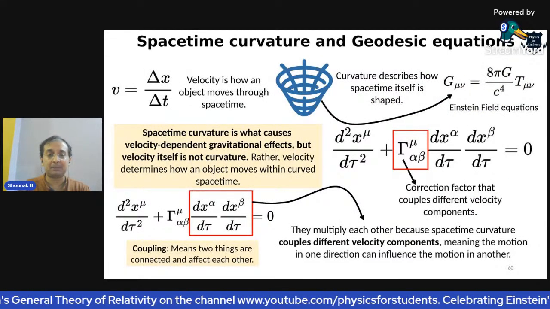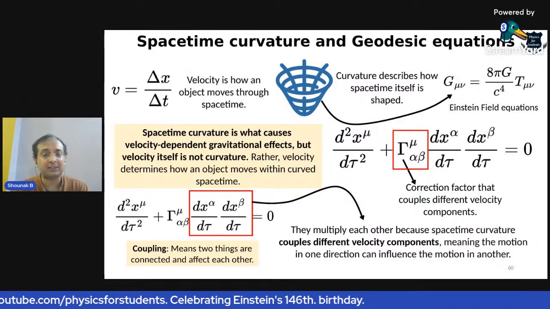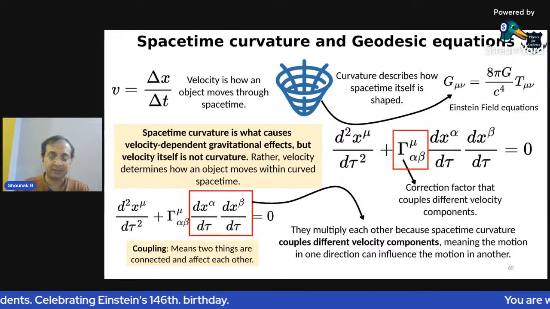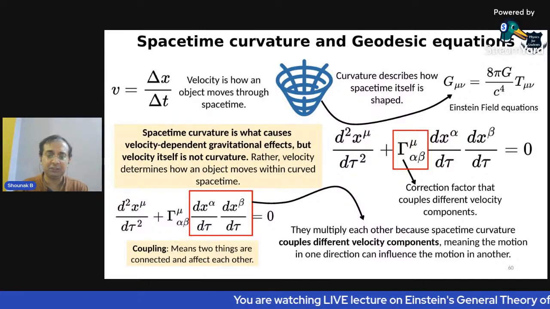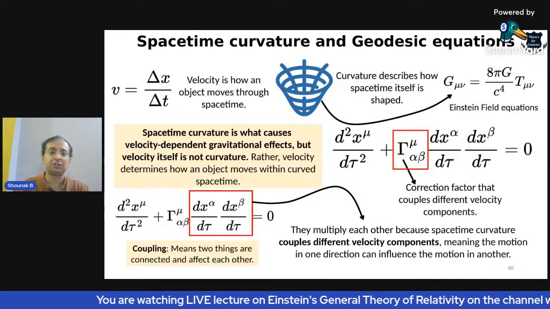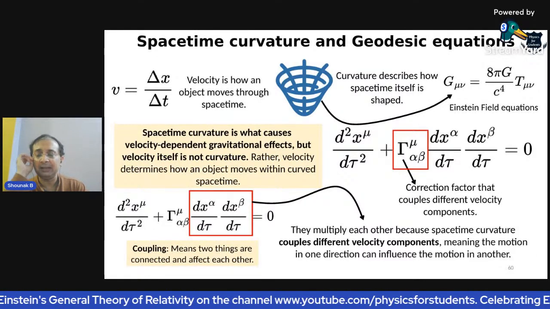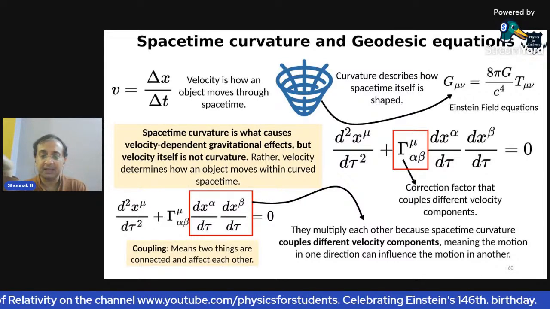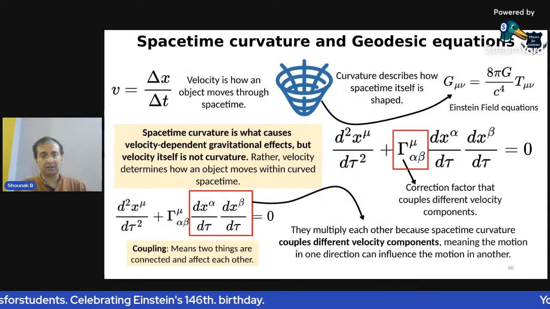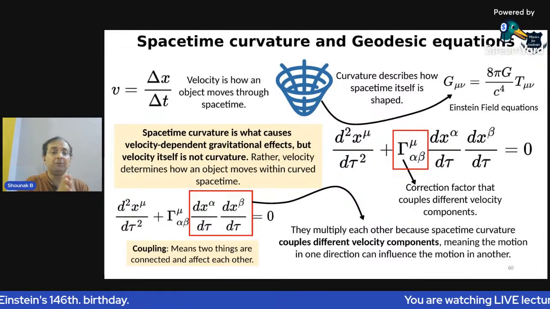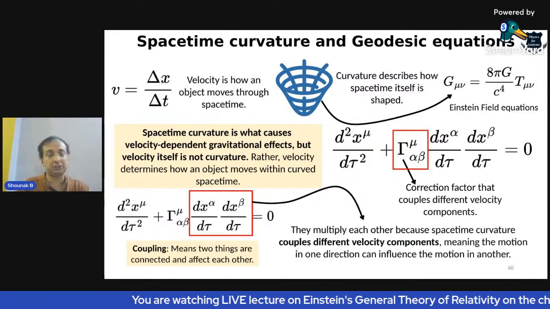So here is a quick summary of what we have learned. Velocity in Newtonian mechanics is how an object moves through space and time. As you can see here, I have written v equals delta x by delta t, which is the good old velocity. When an object is moving in curved space-time, the Einstein field equation takes its place. Then we have the Christoffel symbols, which are the correction factor, and then this part, dx alpha, which I told you, moving in the alpha and beta directions. This basically couples different velocity components.